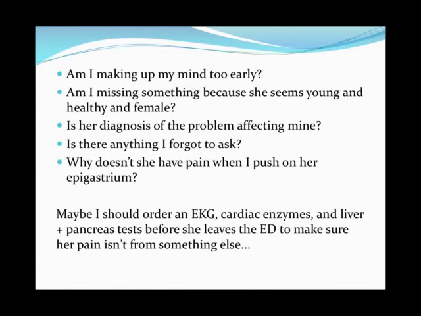And then, after we go through theirs, maybe I should also be thinking of other things that could be going on. Maybe a problem in her heart that's referring pain to the abdomen, or a liver problem or a pancreatic problem or appendicitis or something else. So maybe we order an EKG, some cardiac enzymes, a liver and pancreas lab test. Maybe we order a CAT scan of the abdomen before she leaves the ER, just to make sure her pain isn't from something else.